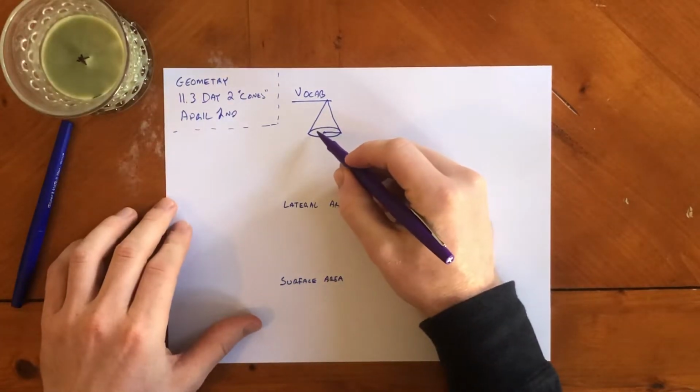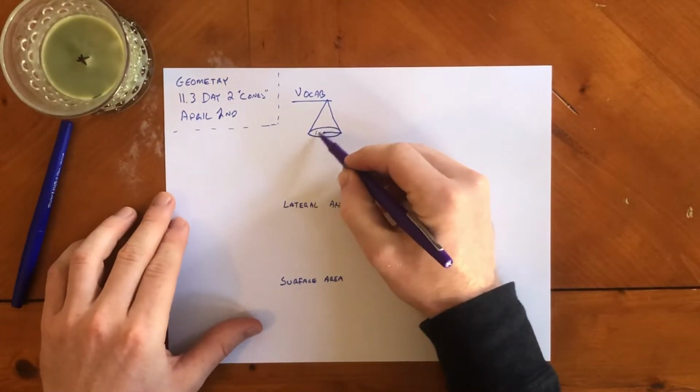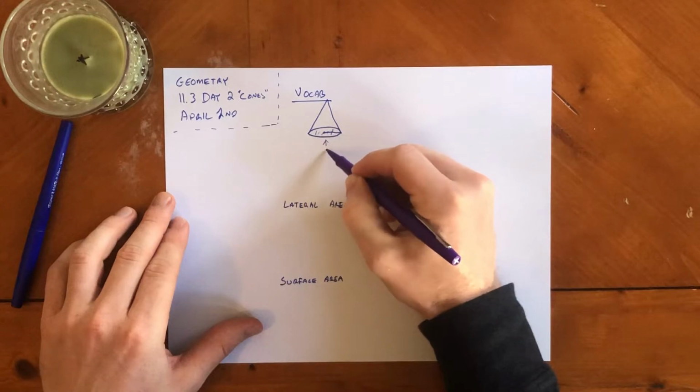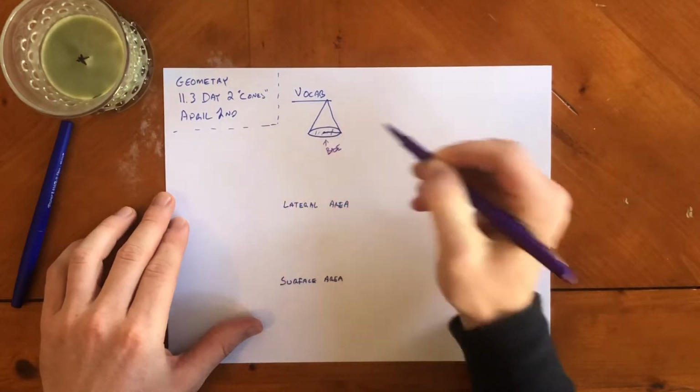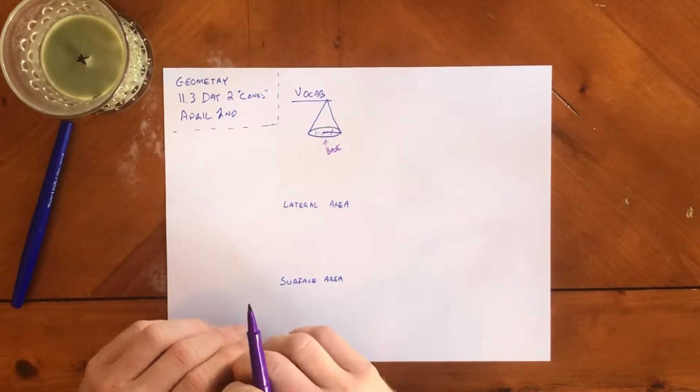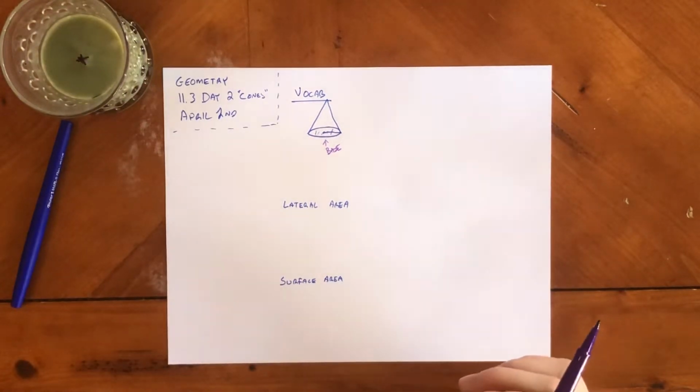Let's go over a little vocab right now so you can follow along on your note sheet. This right here is called the base. Every cone is going to have a base that's a circle, right? Versus a pyramid has a base that's anything but a circle.